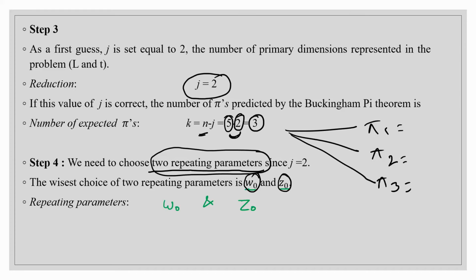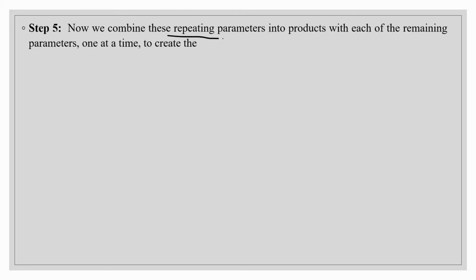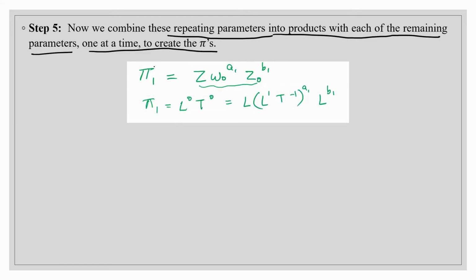You can see that the dimension of w naught is L T inverse, and the dimension of z naught is L. Now in step 5, we need to combine these repeating parameters into products. I have already told you that we have chosen these as the repeating parameters.